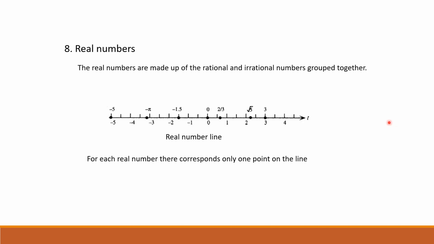Real numbers. The real numbers are made up of the rational and irrational numbers grouped together. On a real number line, for each real number there corresponds only one point on this line.